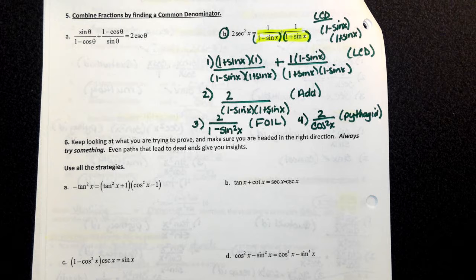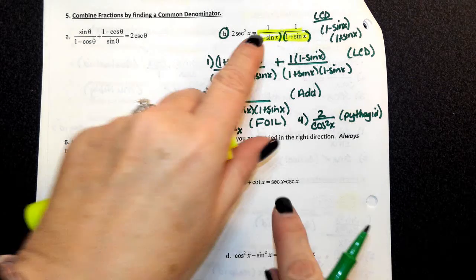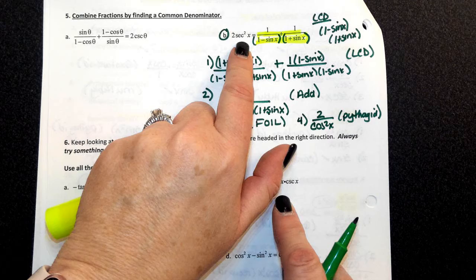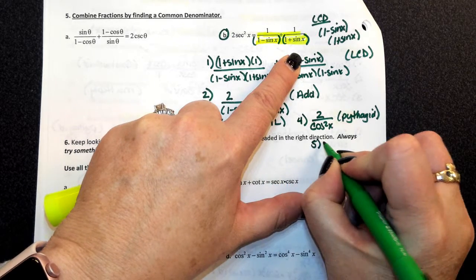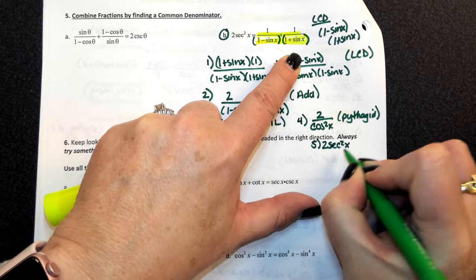Well, I know 1 over cosine squared x is equal to what? By your reciprocal identities. What is 1 over cosine squared x equal to? Secant squared. Where are you trying to get to? You're trying to get to a what? 2 secant squared. So this is actually equal to 2 secant squared x.